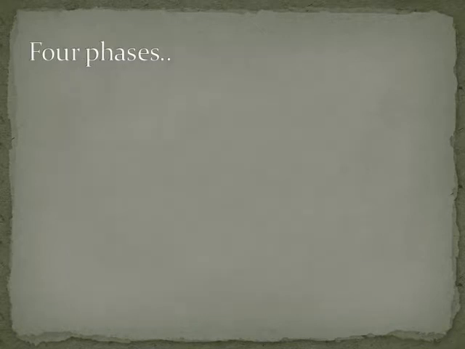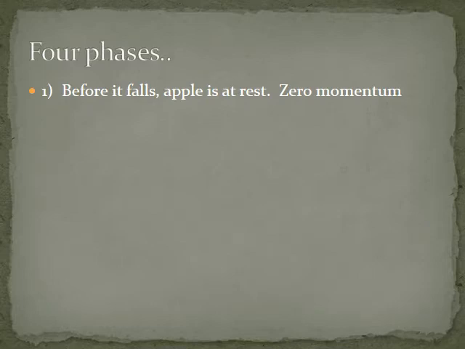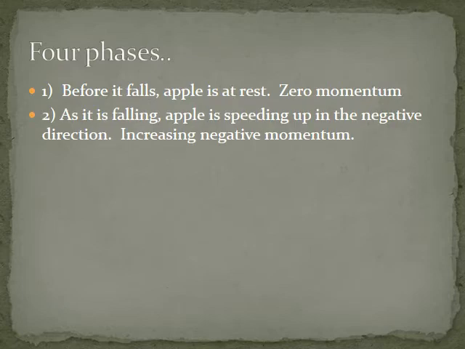So if you did a thorough job thinking about what was happening to the apple, you realize that there were 4 phases in that apple's motion. In the first phase, before the apple falls, it's at rest. It's got 0 momentum as it's sitting up on the tree. Second phase, as it's falling, that apple is speeding up as it falls. All objects that are falling speed up as they fall. That means it's got increasing negative momentum.